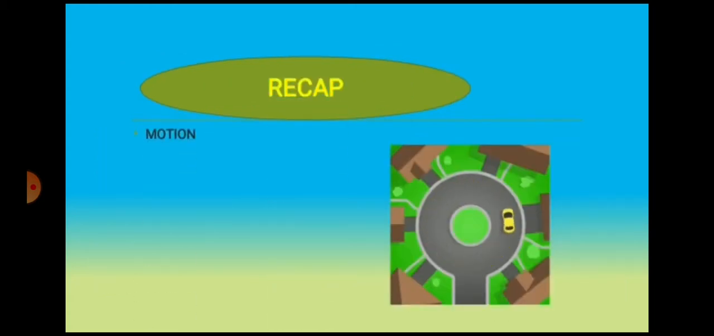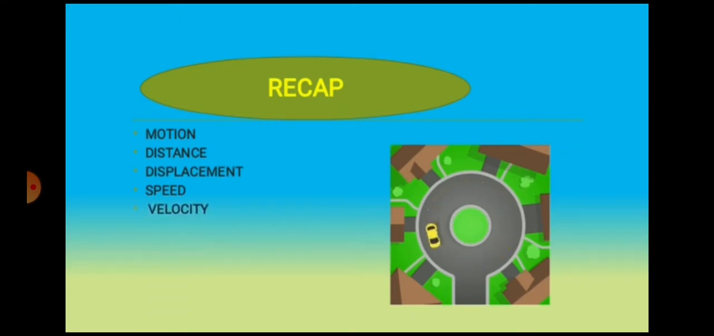Let's take a short recap. In this lesson, we have learned about motion. What is motion? An object's change in its position. We saw distance. What is distance? Length an object covers during its motion. Displacement, change in the position of an object measured from its starting position to the final position only. Speed, rate of motion at which the object moves. Speed is equal to distance by time.